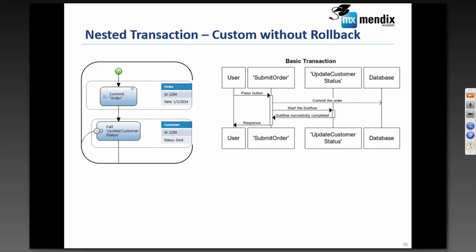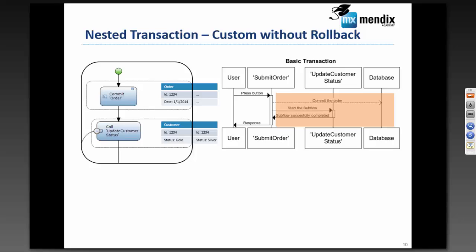Now, one way to approach this situation would be to set custom without rollback. So if, on my customer or update customer status subflow, I set a custom without rollback error handler, what I'm going to be able to do is allow the parent microflow to still commit and work properly. However, my subflow is not going to roll anything back on the parent.